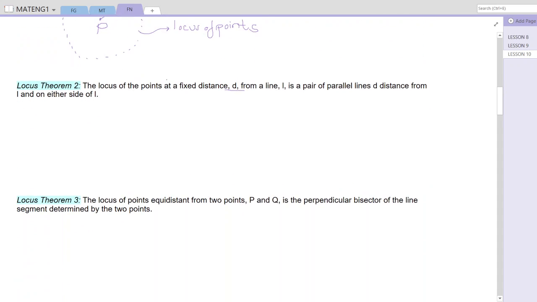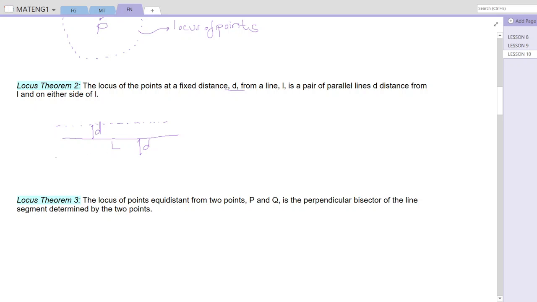The locus of points at a fixed distance d from a line L is a pair of parallel lines, d distance from L and on the other side of L. So if we're going to draw that one, this will be the line, that is L, and it says there that it has the distance d. From the other side, that is also equal to d, so this will be the locus of points there.